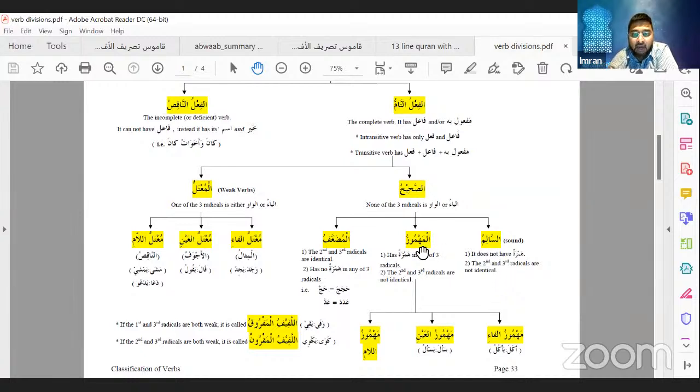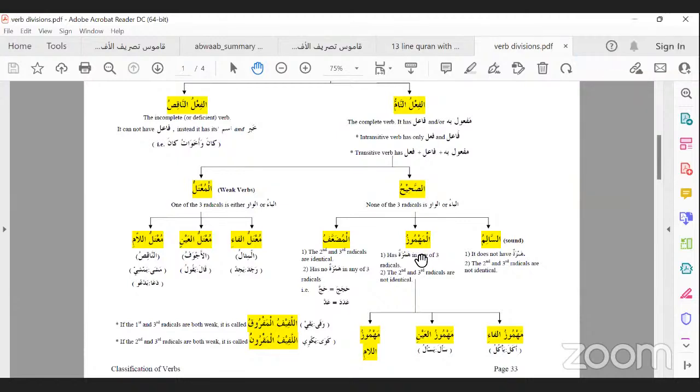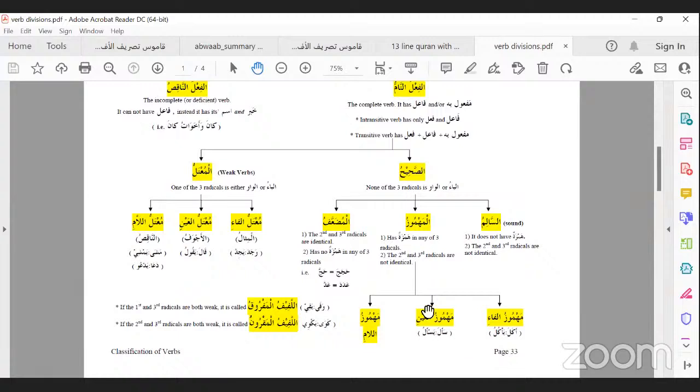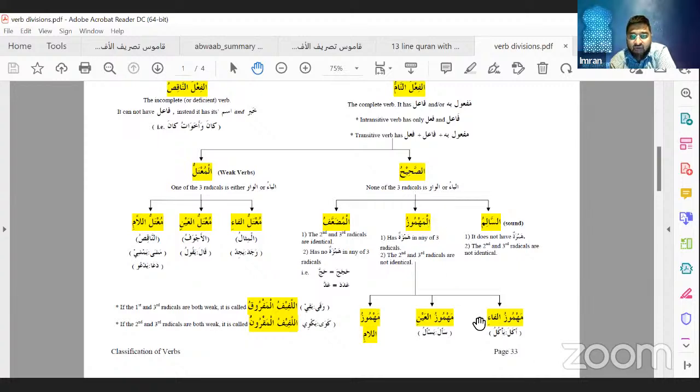The second category is mahmuz. So what is mahmuz, sister? It has a hamza in any of the three radicals, on any pattern of the fa, ain, lam, and the second and third radicals, the ain and lam, are not identical. So now the mahmuz has three subcategories. What are these three subcategories?